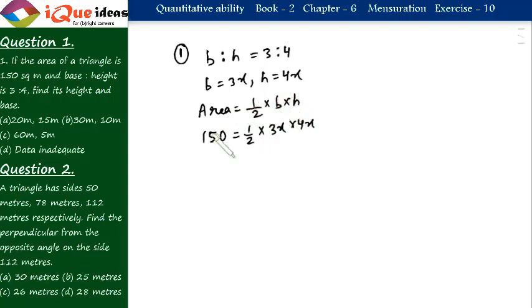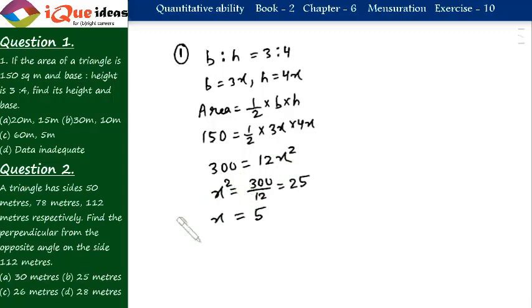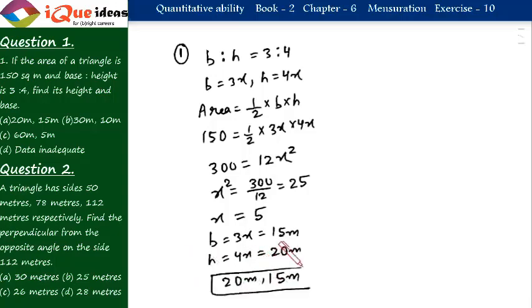4x. So we have 150 into 2, that is 300, is equal to 3 into 4, that is 12x squared. So x square is equal to 300 by 12, which is equal to 25. So from here we get x equal to 5. The question is to find the height and the base. So base is equal to 3x, so 3 into 5, 15 meters, and height is equal to 4x, that is 20 meters. So height and base are 20 meters and 15 meters. The first choice should be the answer.